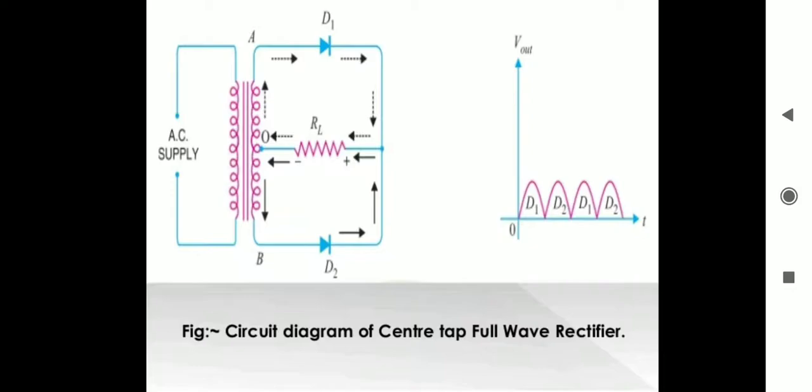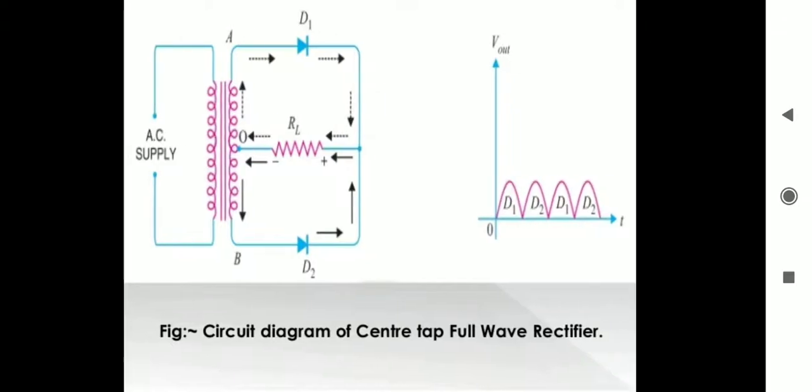In a half wave rectifier, at the output side there is a half waveform, and in a full wave rectifier, this is the waveform for the full wave output. So there is D1, D2 and D1, D2, meaning there is conduction of diodes D1, D2, D1, D2. So there is an output current waveform for these diodes, which makes the output in full waveform form.